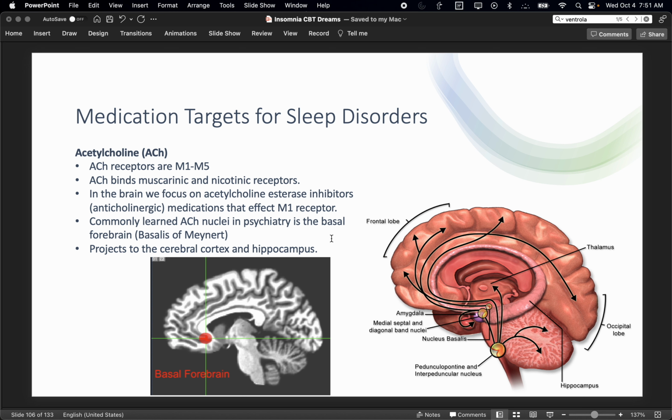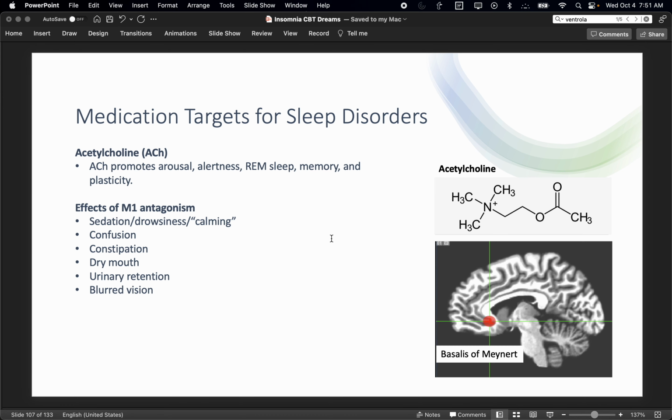And so acetylcholine goes all throughout the brain from that basal forebrain area. Acetylcholine promotes arousal, alertness. It promotes REM sleep. So it promotes you being awake, but also once you're asleep, acetylcholine promotes the REM portion and not non-REM. It helps with memory and general plasticity of the brain. So when you antagonize the M1 receptor, you end up with people getting sedated or drowsy.